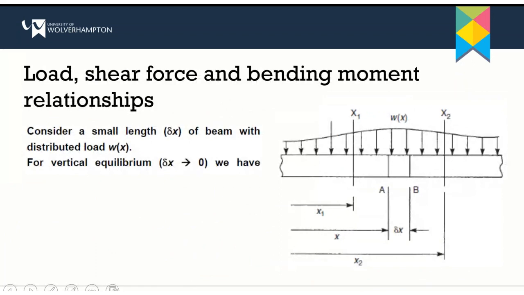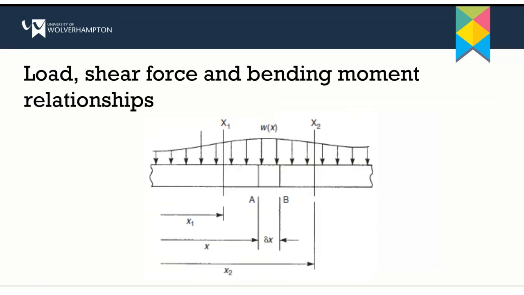Now, let's move on and discuss a little bit more about the moments, the shears, and so on. It can be proven that the moments and the shears are related to each other mathematically. If we keep a very small part of the structure with an arbitrary load, this shaded one, the distance between the two sections would be delta x, which is next to zero. Not zero, but next to zero.